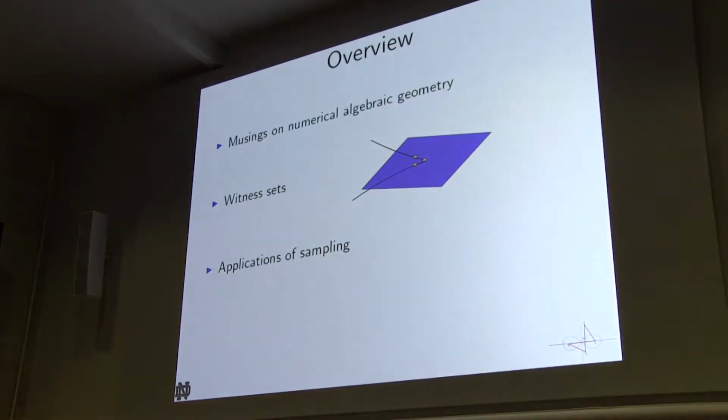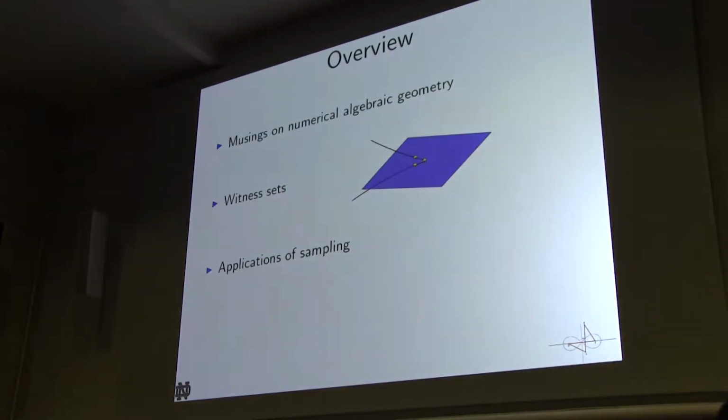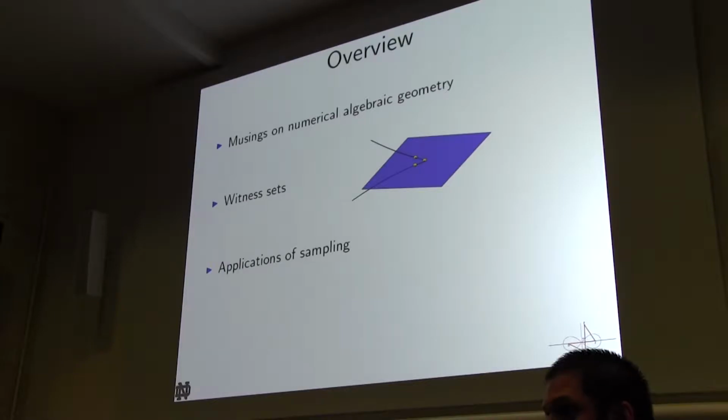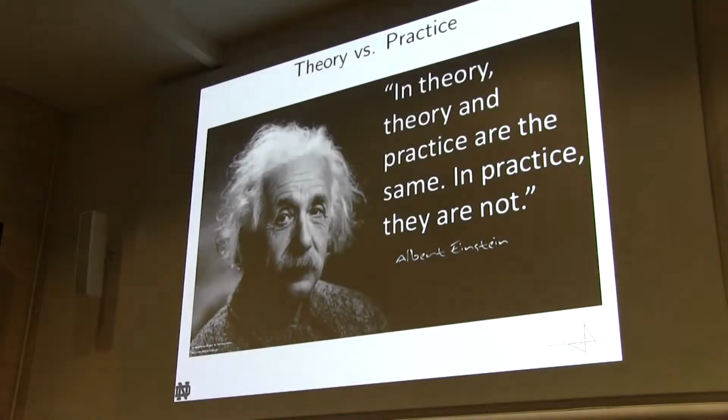First I'll give you some musings on numerical algebraic geometry: what goes wrong, what goes right, how do you fix things. Then we'll look at witness sets and applications of sampling at the end.